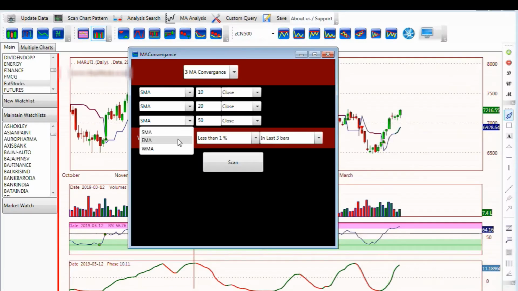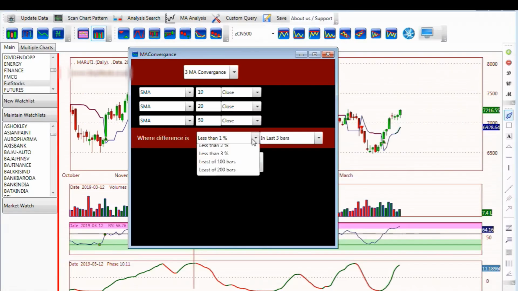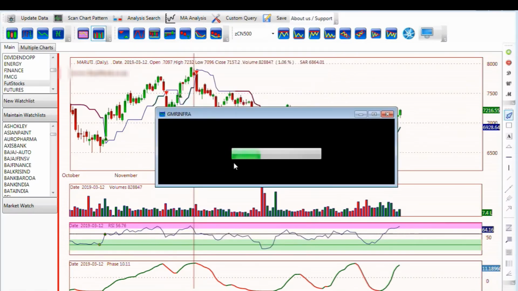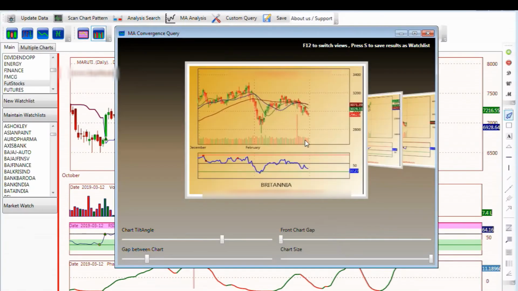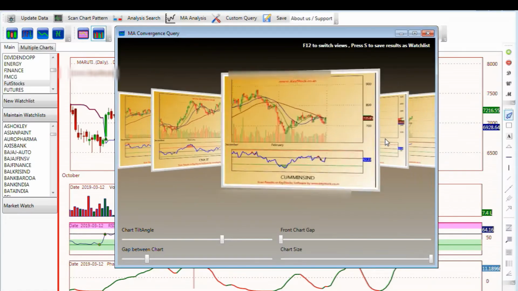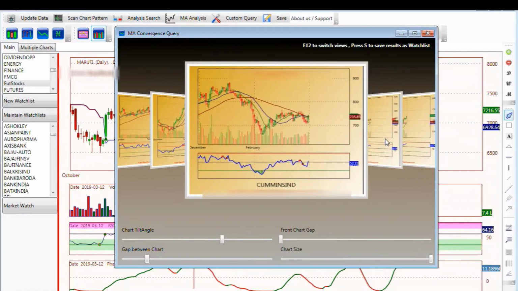Options are SMA, EMA, WMA. You can change the parameters, or also the difference between these moving averages. It means how close they are, less than 1%, less than 2%, and when did it happen, in the last 3 bars, in the last 5 bars. You can see the 3 moving averages are very near.